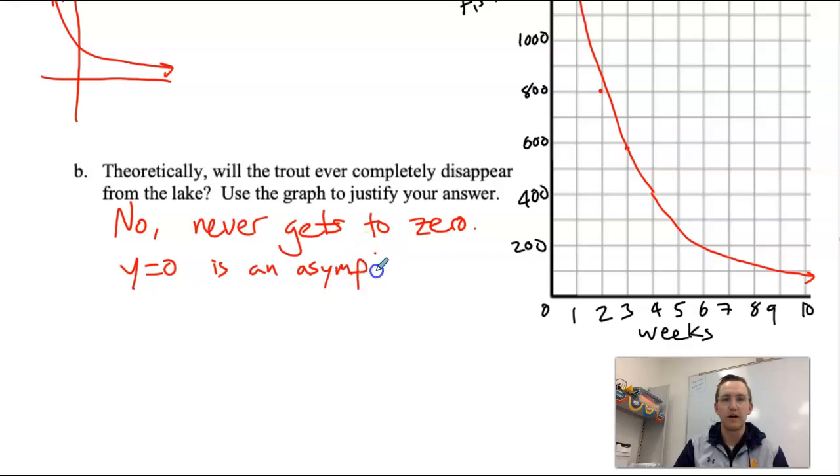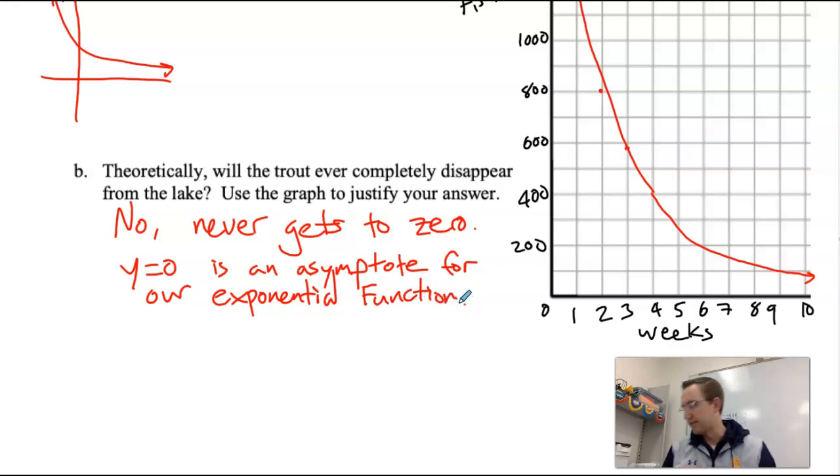So again, because y equals 0 is an asymptote for our exponential function. Perfect. That's all we got to do for that one. Pretty straightforward. Let's go to the next one, 769.